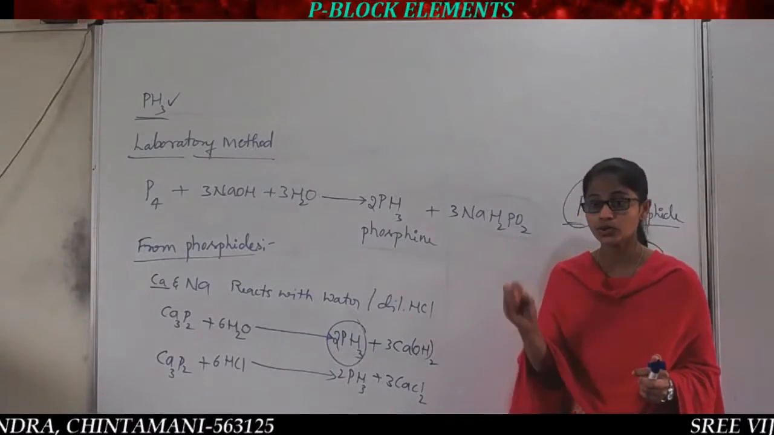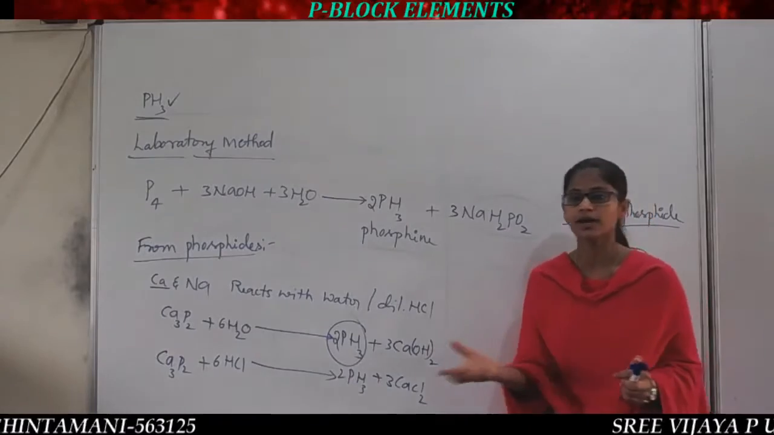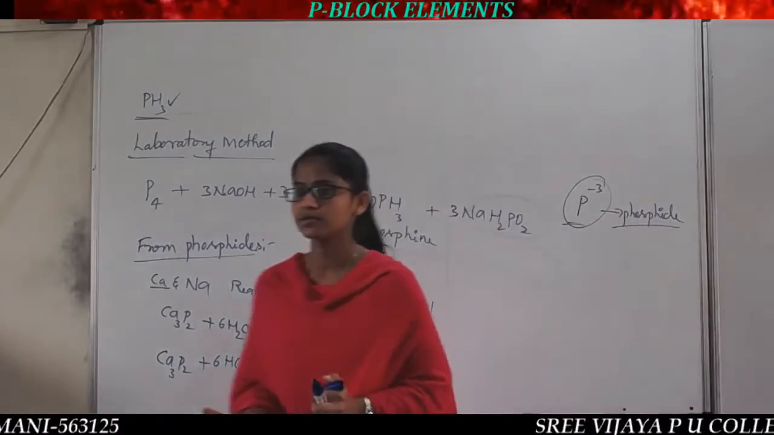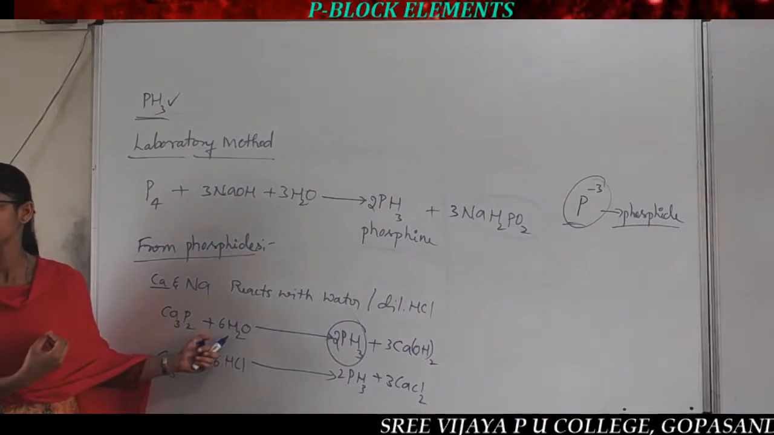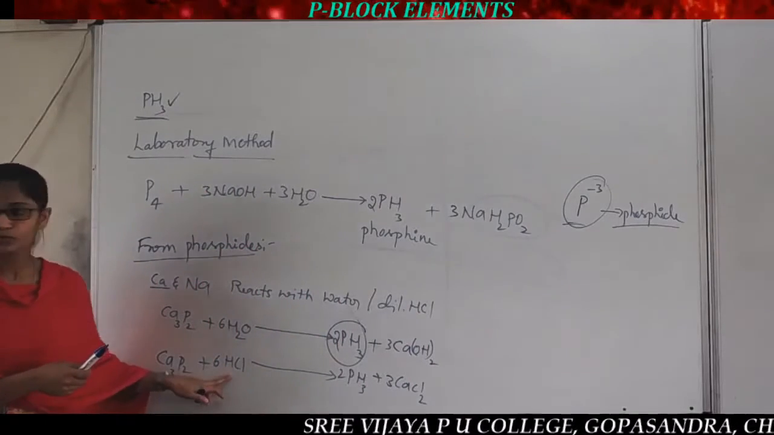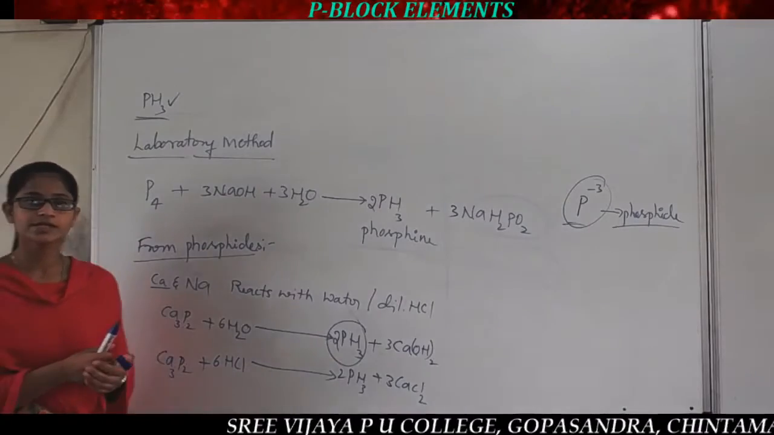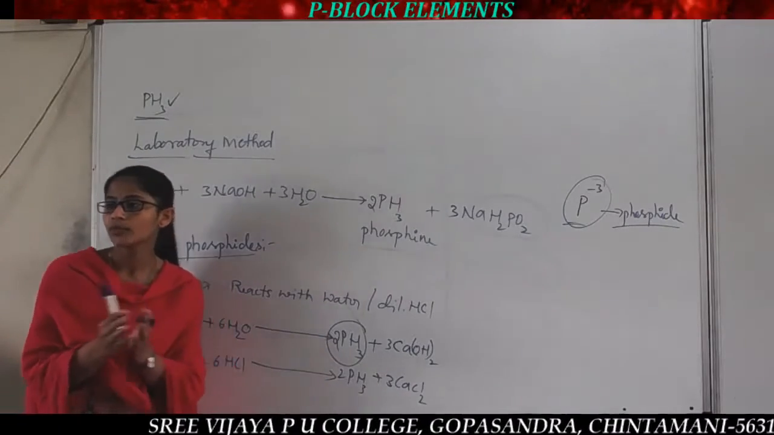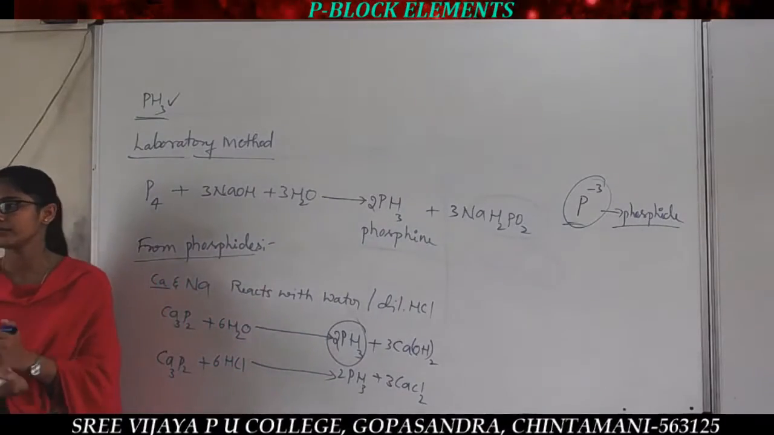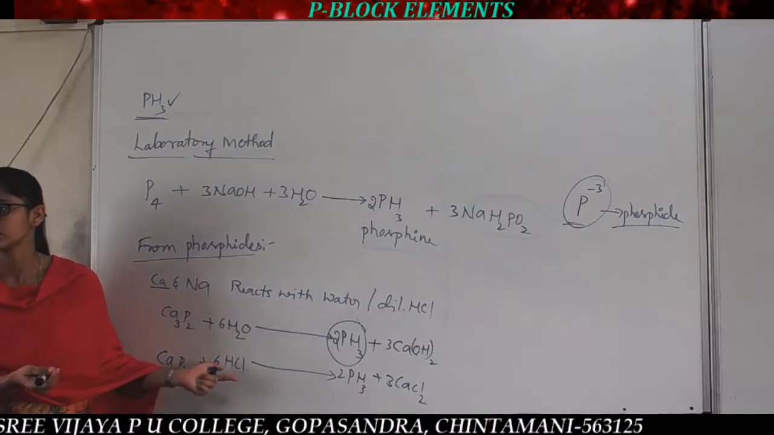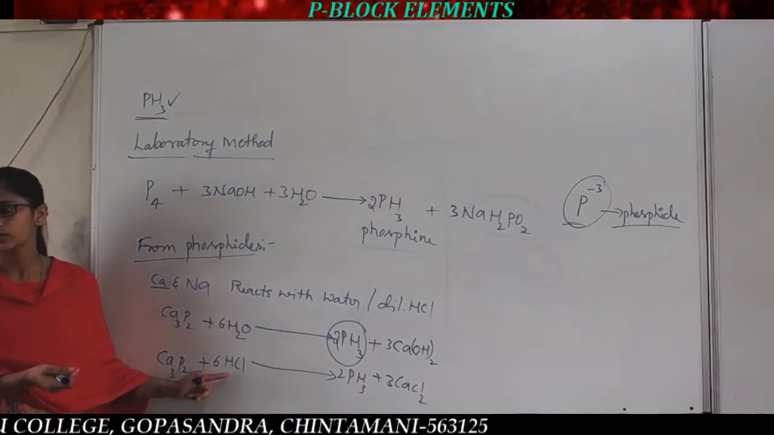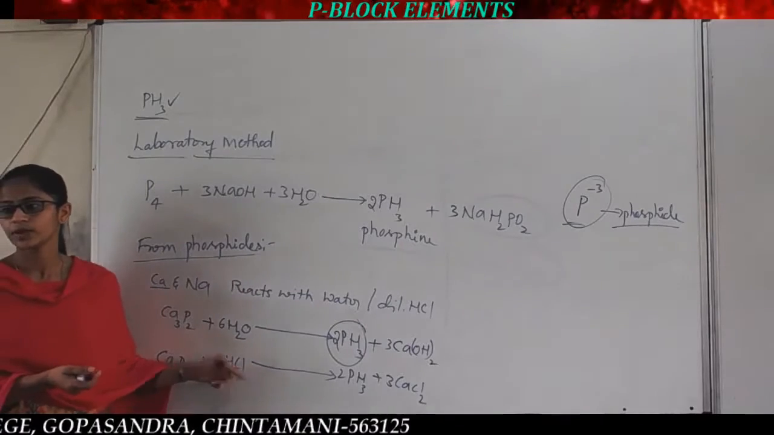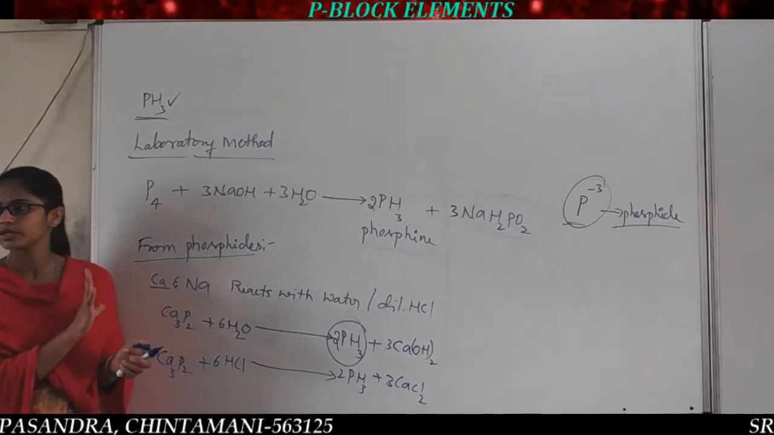So only we have to use the condition here: water or dilute hydrochloric acid. Dilute hydrochloric acid or addition of water molecule. When dilute sulfuric acid is used, there are chances of different compounds forming, for example sulfates, because it is very reactive. So instead of water we have to use dilute hydrochloric acid. This is one of the methods for the preparation of phosphine.